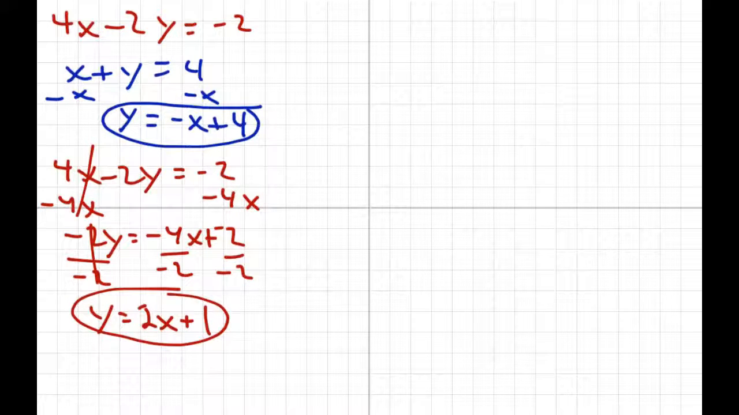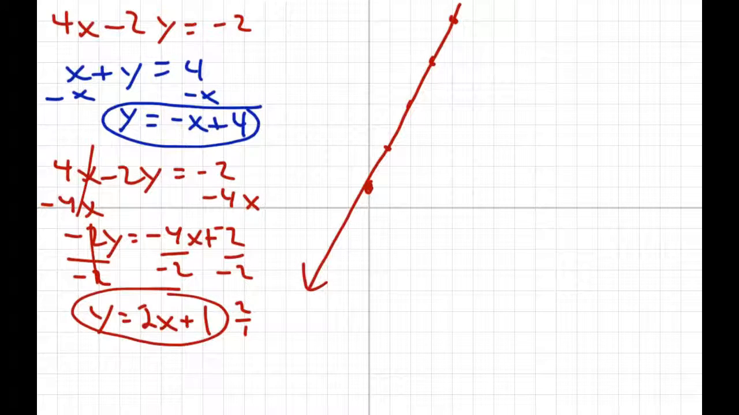Alright, so y equals 2x plus 1. Y-intercept of 1. Slope of 2, so that's a rise of 2, run 1. Remember, I'm going to do several points here. Draw my line. There we go.